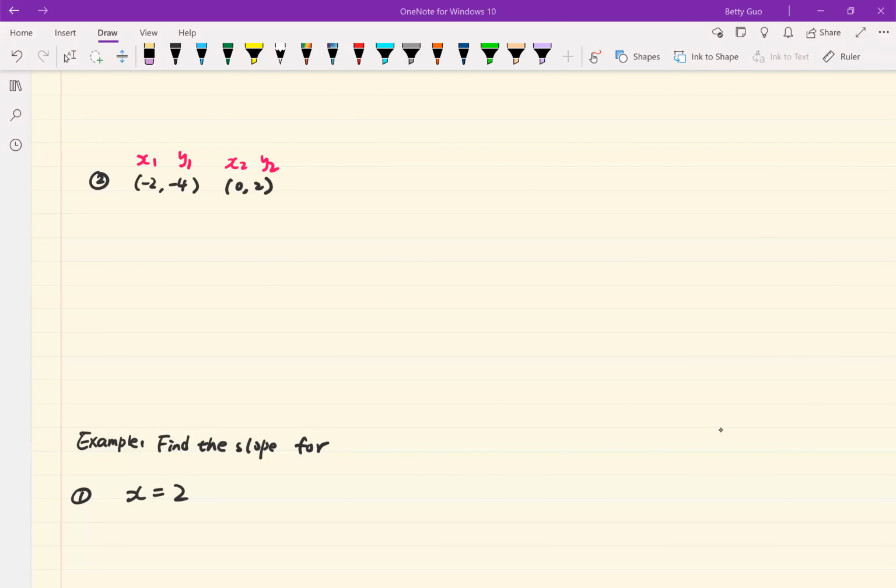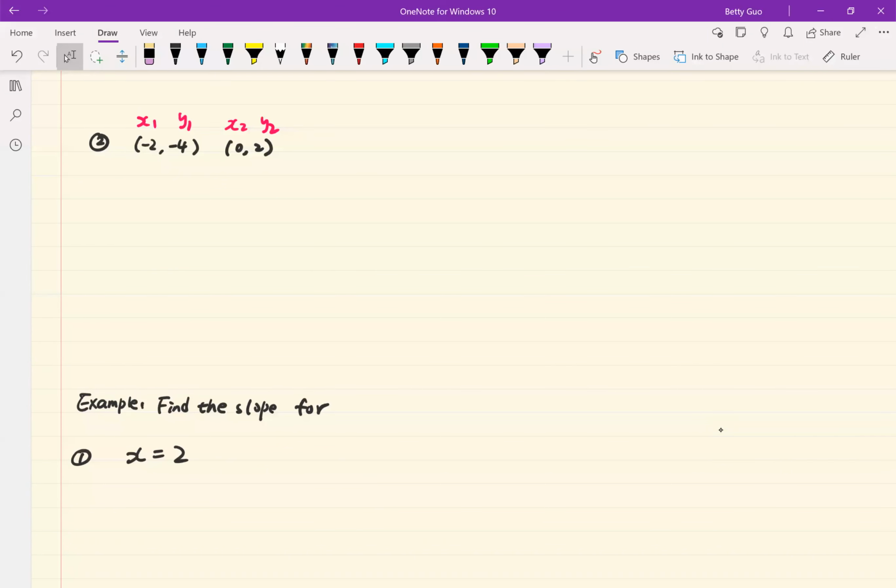Good morning, everybody. We continue working on slopes of straight lines. Slope of a straight line is a property of a straight line. It determines or describes the steepness of the line. It determines how a line goes from one point to another point. Two different points determine a straight line. If we have two different points of a line, then we are able to find the slope for the line.